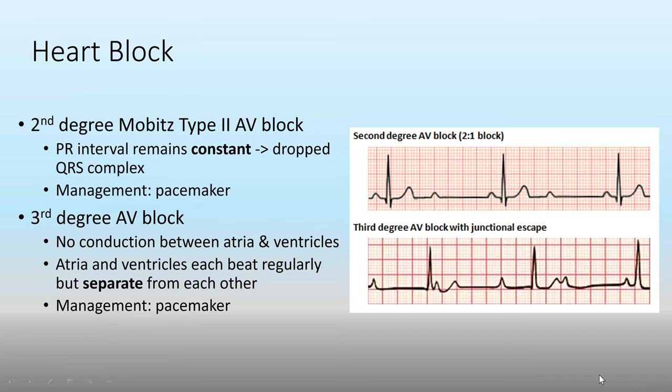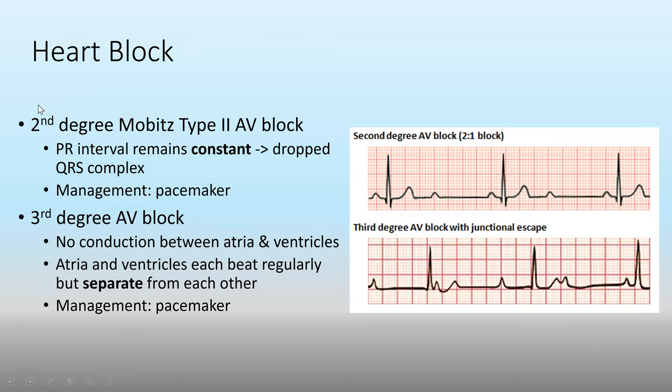We already talked about third degree, so there's a lack of conduction. So again, measure the distance between QRSs, that's the same, and then the P waves, the same, then the same, and the same, and so on and so forth. This P wave is buried here in this T wave. So that's how you tell the difference again, and management is typically a pacemaker because this can lead to serious lack of perfusion. And second degree AV type 2 is very likely to progress.